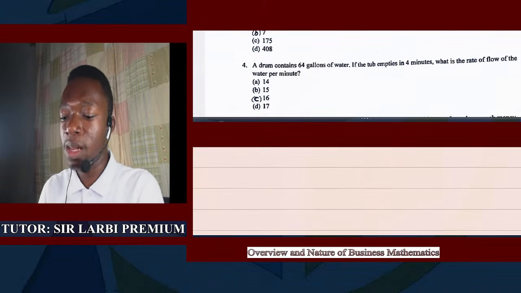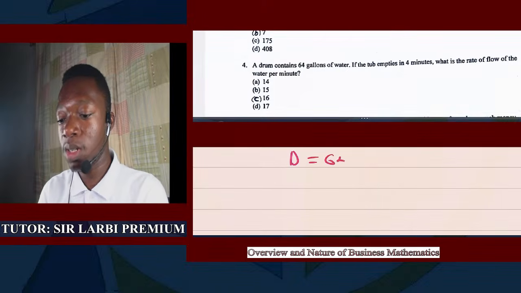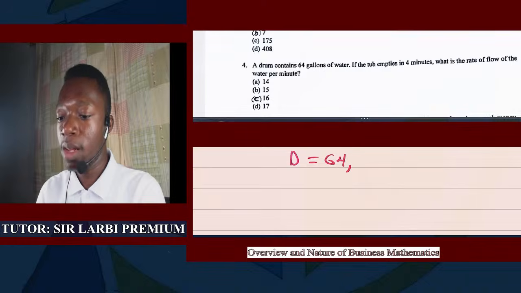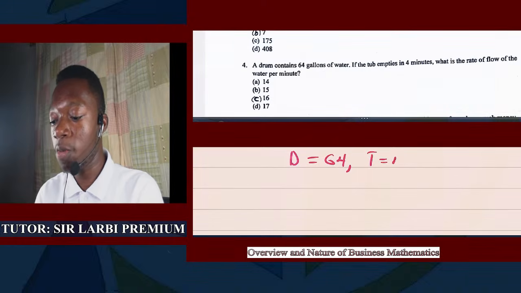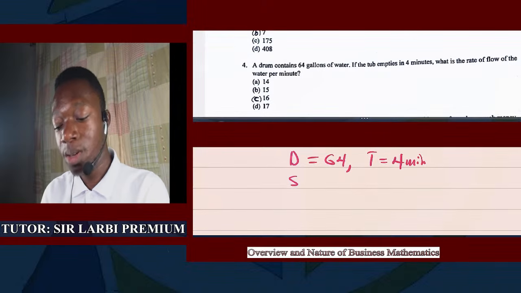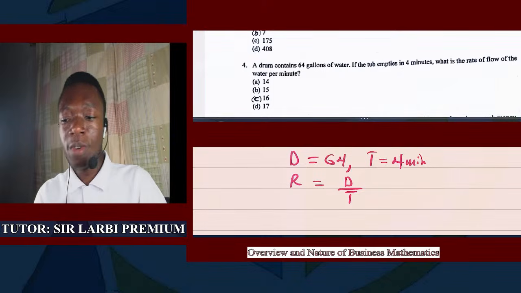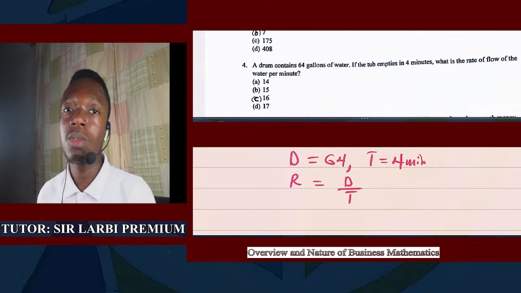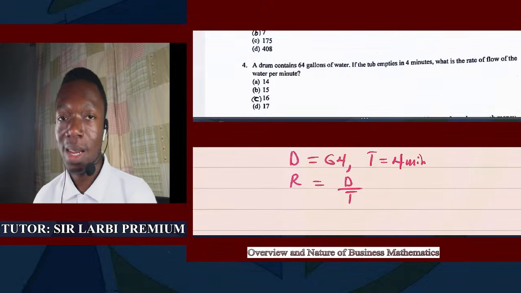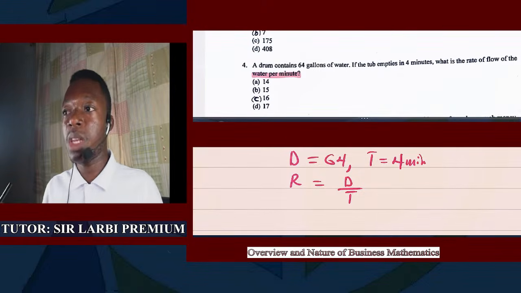So that means that here we can say that we know our D, the distance, to be equal to 64 gallons of water, right? And then we have our T to be equal to 4 minutes. So we are asked for X, the rate. So the rate is going to be our distance over time. But here we are told to find the rate per minute. If it were hours, we'd have converted the 4 minutes to hours before we can work with the distance. But so far as we're told per minute, we're just going to work with the per minute and that's it.